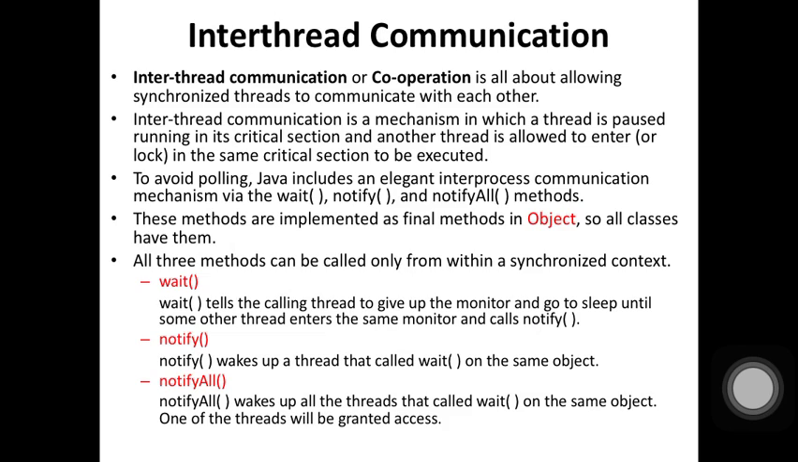Next is inter-thread communication. How are threads going to communicate with each other? Is it necessary to communicate with each other? Inter-thread communication, or cooperation, is all about allowing synchronized threads to communicate with each other. Whenever two threads are synchronized, one thread enters the monitor and the remaining thread has to wait. How does it know to wait, so that it does not try to acquire the monitor? The inter-thread communication gives a mechanism so that once a thread enters the monitor, it asks the remaining threads to wait. Once it finishes its task, it simply comes out.